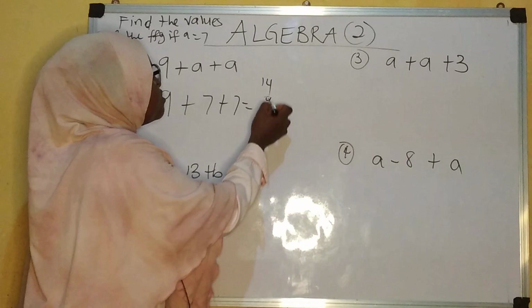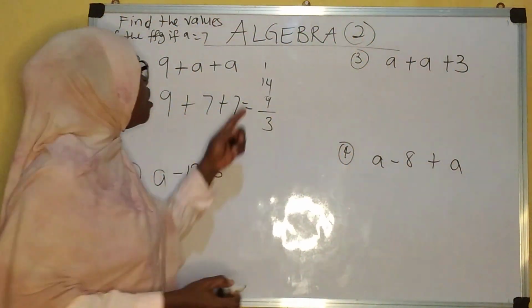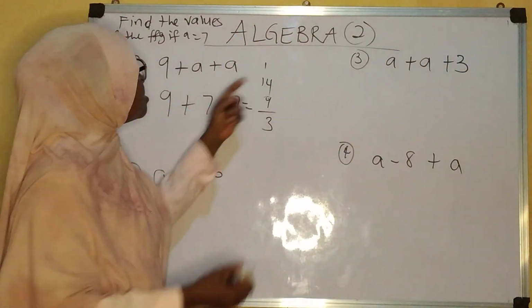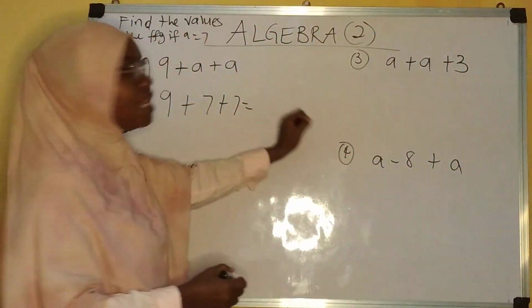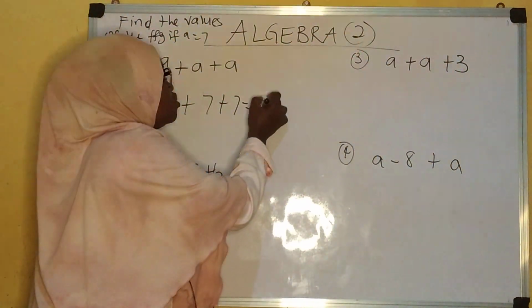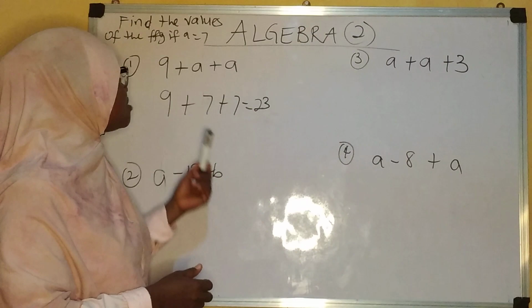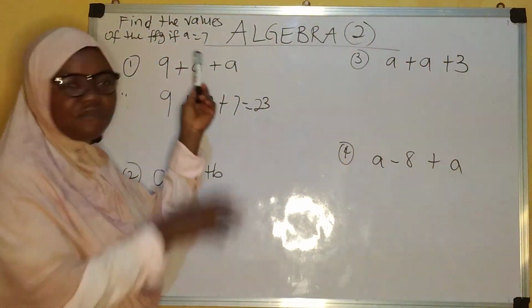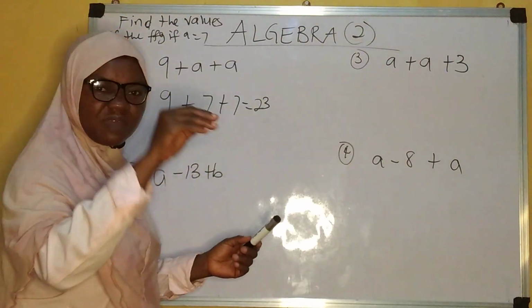14 plus 9: 4 plus 9 is 13. I'm keeping 1. 1 plus this one is 2, and that's 23. So basically your final answer is 23. You can see how easy it is. This is easier because we have been given the value of a from the onset, meaning that everywhere you see a, you just keep putting the value of that a to be 7.